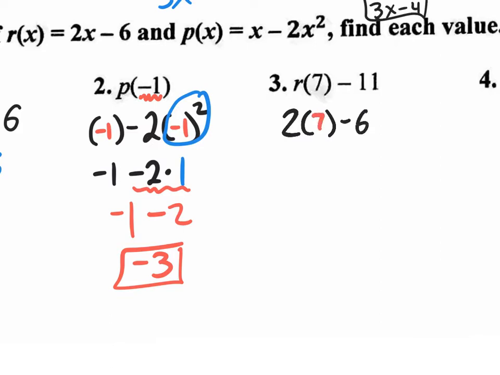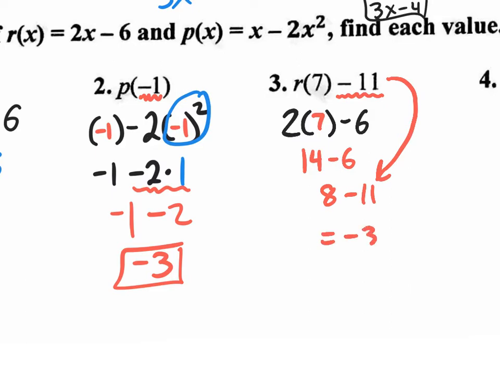And I'm going to plug in 7. Okay, so let's work this out. 2 times 7 is 14. 14 minus 6 is 8, correct? And now, what else do we have out here? We have a minus 11. Let me bring that minus 11 right there on our answer. Subtract 11. And yes, your final answer will be negative 3.